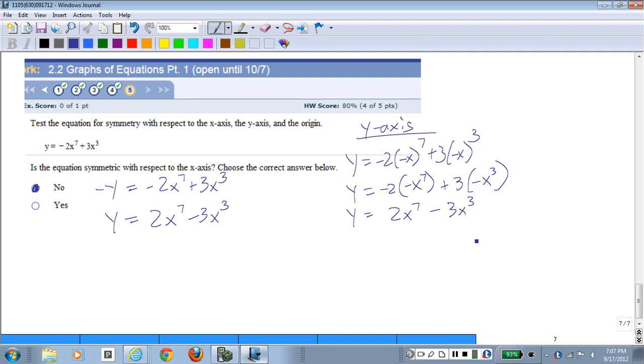A lot of simplifying. Is this identical to the original? It cannot, because we have the plus minus sign pattern on the right. We have the minus plus. We can multiply both sides by negative 1, and that would fix the right-hand side. It would mess up the left-hand side. So this is a no. No to that. No to that.